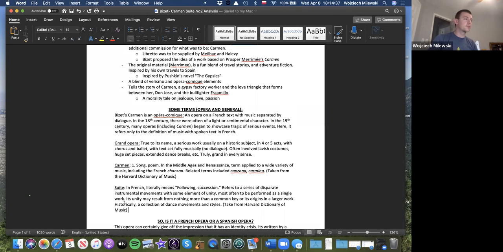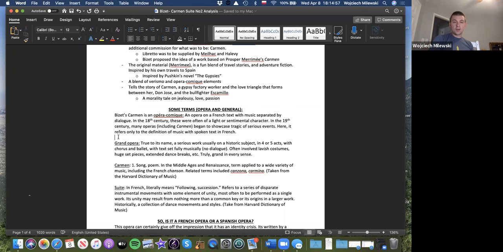If you look at the Carmen suites, both of them, 1 and 2, that's actually very true. There's a lot of dance music, there's a lot of contrasts. So they fit the bill really well. And so a lot of this music that Bizet wrote lent itself perfectly to being presented all over Europe, but also in the concert halls all around the world.